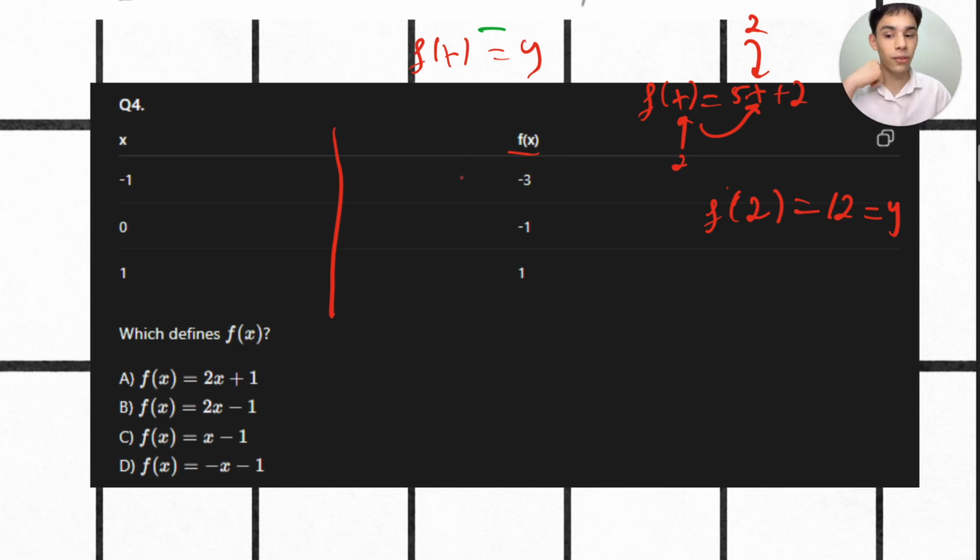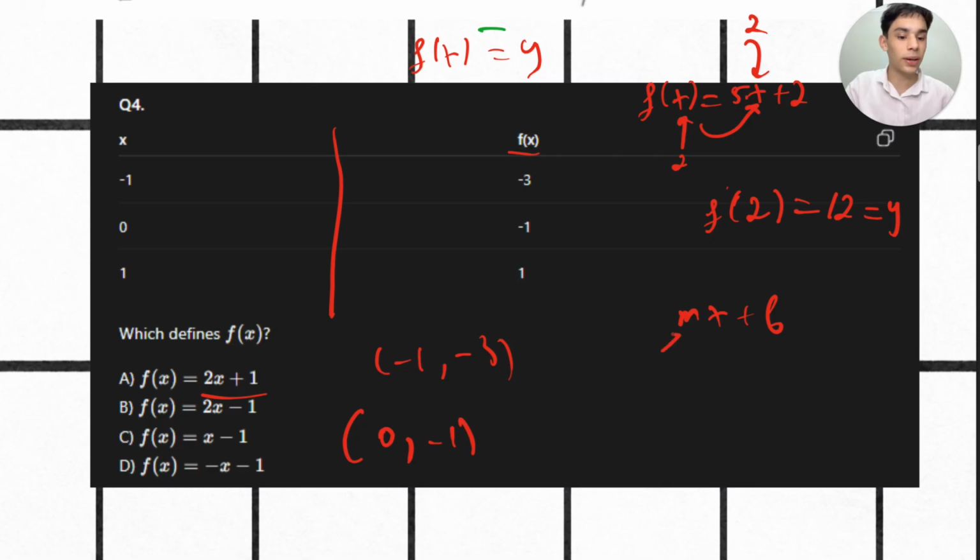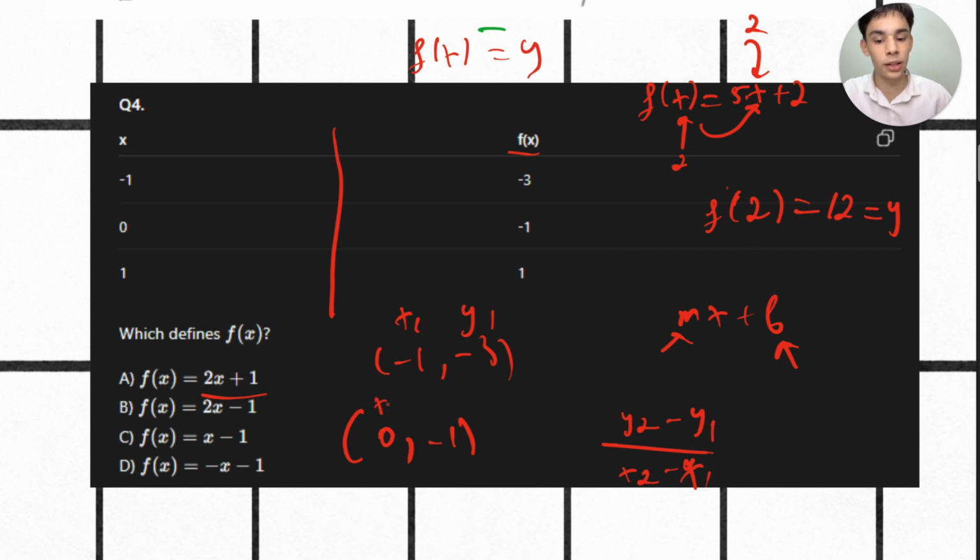Now, first, let's solve it by hand. We have coordinates. We have, let me write, -1, -3, and let me also take, for example, 0 and -1. We have to find our equation formula. Basically, we have to find mx plus b, we have to find m, and we have to find b. We already know how we can find m. It is y2 minus y1 divided by x2 minus x1. So let's call it x1, therefore it will be y1, and let's call this x2, therefore this will be y2.